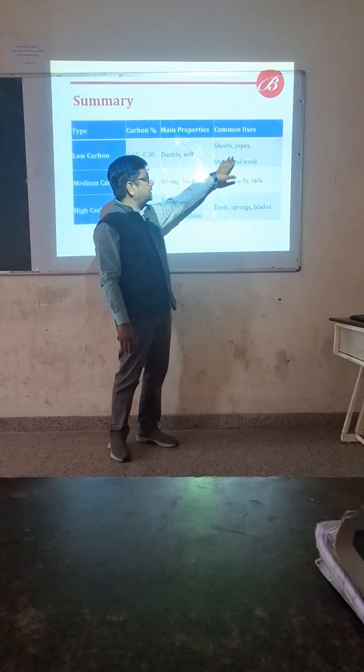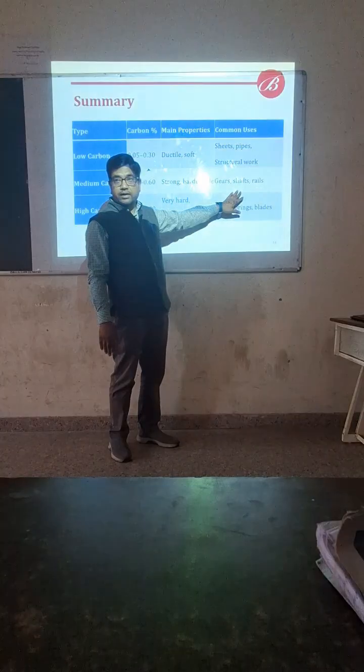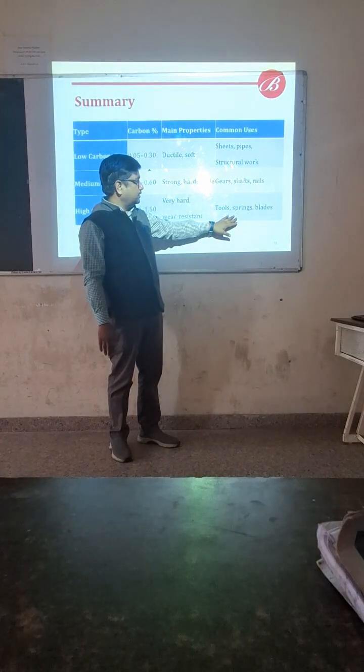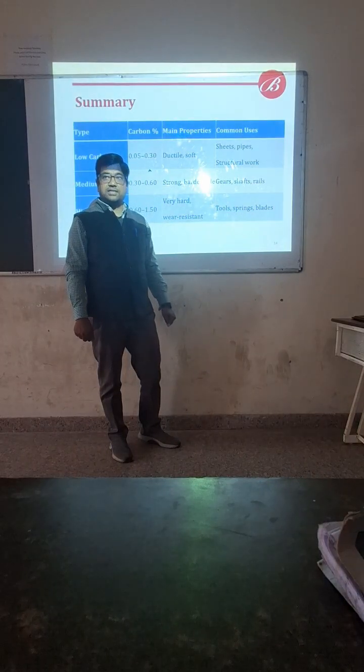Common uses: low carbon steel is used in structural work and pipes, medium carbon steel is used in components like gears, shafts and rails, and high carbon steel is used in tools, springs, etc.